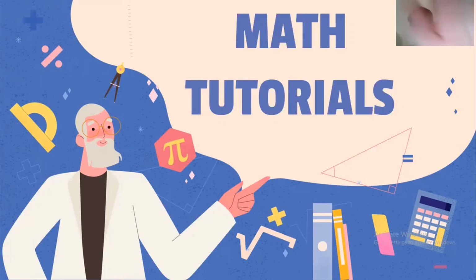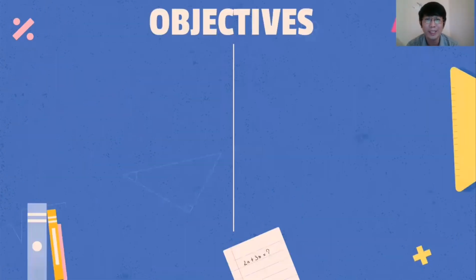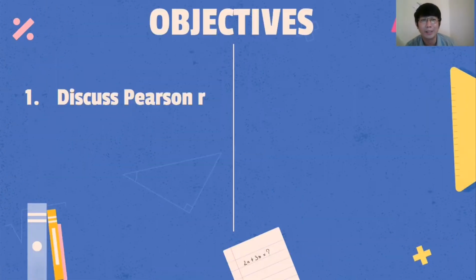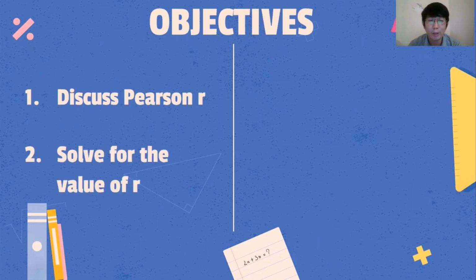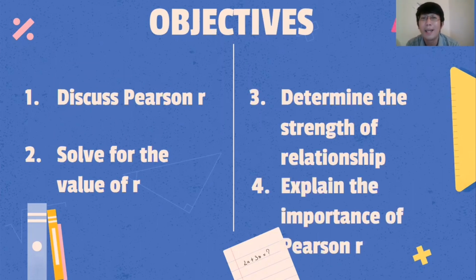Alright, I know all of you are excited to understand and learn the lesson for today. Let's discuss Pearson product moment correlation, or what we call Pearson R. But before we proceed, let's try to identify the objectives of the lesson. Number 1, discuss Pearson R. Number 2, solve for the value of R. Number 3, determine the strength of relationship. And number 4, explain the importance of Pearson R.